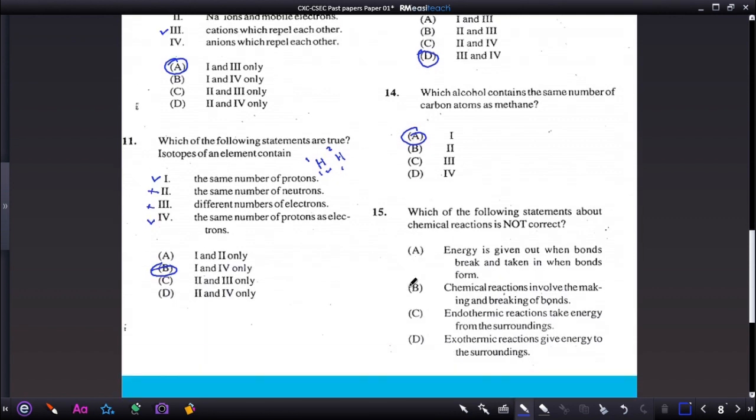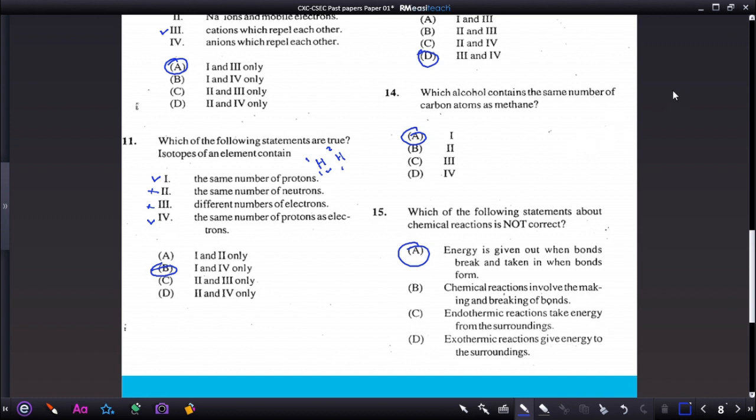Question 15. Which of the following statements about chemical reactions is not correct? Energy is given out when bonds break and taken when bonds form. No. Chemical reactions involve the making and breaking of bonds. True. Endothermic reactions take energy from the surroundings. True. Exothermic reactions give energy to the surroundings. So the answer for this would be A.